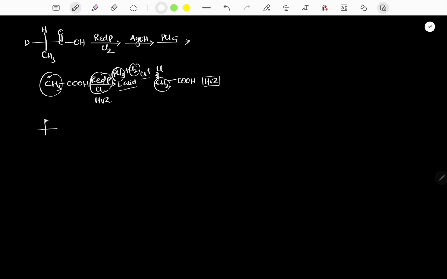Therefore, if the given compound is treated with red phosphorus and Cl2, we get two compounds. One compound is Cl, deuterium, CH3, and another compound is deuterium, Cl, COOH and CH3. For example, this chlorine is above the plane and this chlorine is below the plane. So it is an alpha chloroacid.